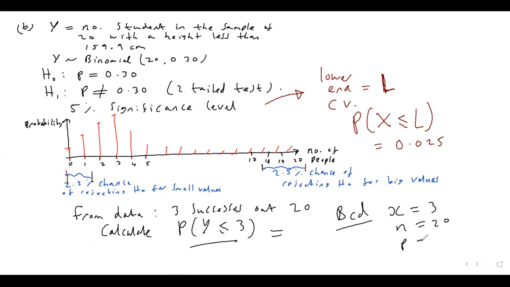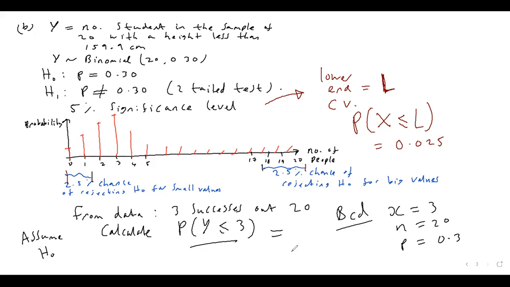And your probability of success, assuming H0. Remember, we've got to assume H0 with this calculation, otherwise we can't do a test in the first place. We assume that the probability is 0.3. Sorry, 0.03. Let's go to our stat menu, binomial distribution, binomial CD. So x, number of successes, is 3, number of trials 20, probability of success 0.03. Execute all that. So what do we get?